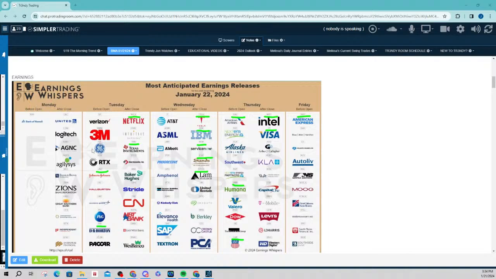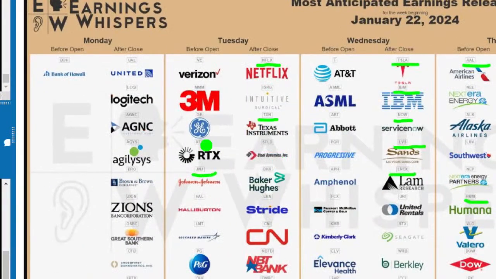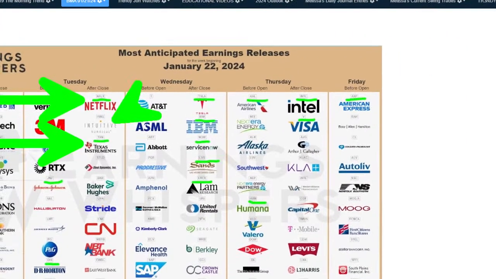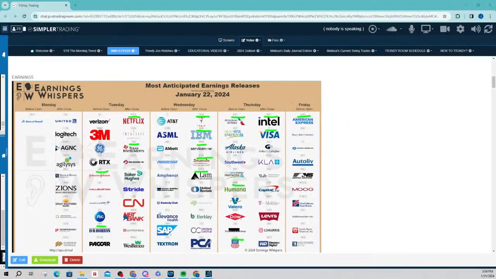All right. And then on Tuesday, this is the biggest day for me. I'm going to try to zoom in here, if you will. Netflix is something that I'm interested in. Texas Instruments, ISRG. And then as we move on into Wednesday, this looks a little bit more appealing. We have Tesla, IBM, NOW, and then LVS, Las Vegas Sands. And then we have LRCX. And then on Thursday, American Airlines, Intel, Visa, and then let's see, I underlined Humana and then American Express on Friday.